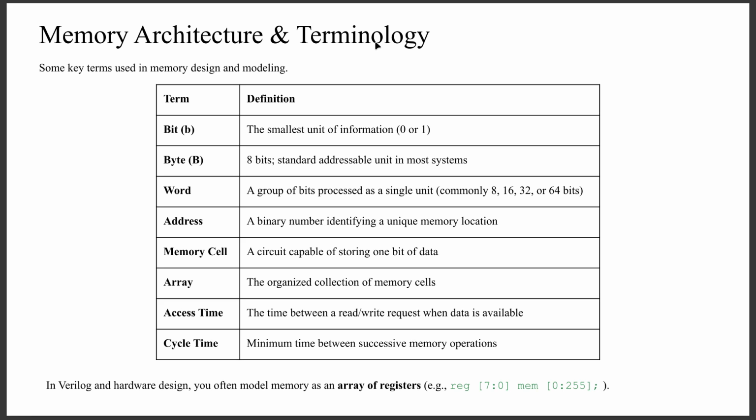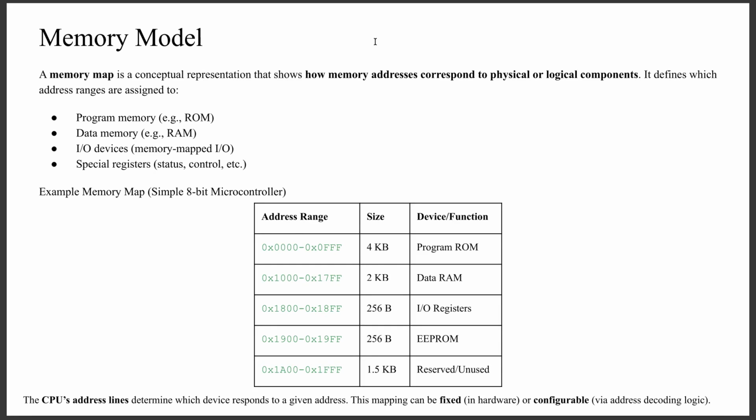In Verilog and hardware design, you often model memory as an array of registers. Example, reg [7:0] mem [0:255]. The memory model. A memory map is a conceptual representation that shows how memory addresses correspond to physical or logical components. It defines which address ranges are assigned to program memory, or ROM, data memory, like RAM, I/O devices, and special registers.